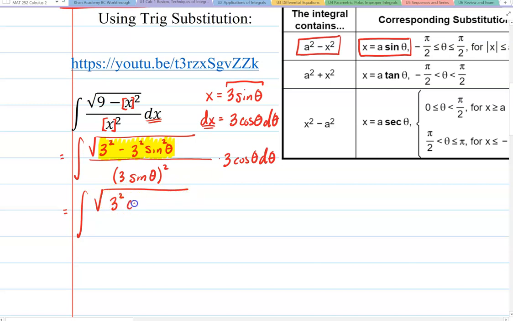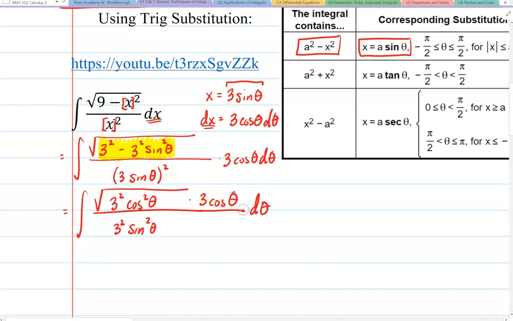So we have 3 squared cosine squared theta. The square root of that is over, and I'll go ahead and write this one as 3 squared sine squared, and we're multiplying that still by 3 cosine theta. And actually, you know what I'm going to do is I'm going to multiply this in the numerator instead of on the side of the fraction, and you'll see why in just a moment.